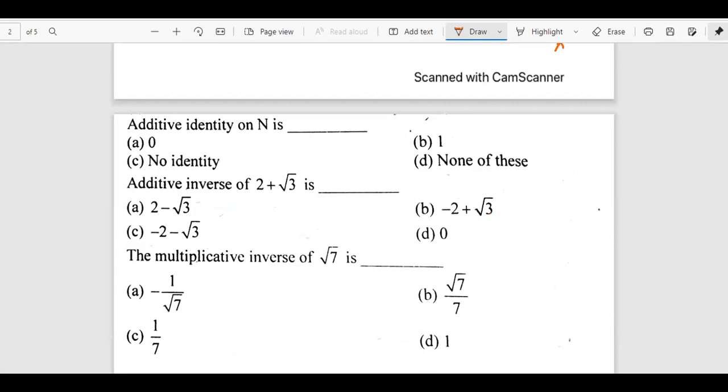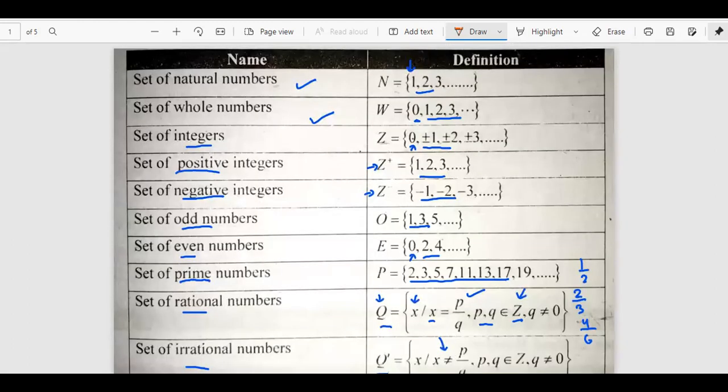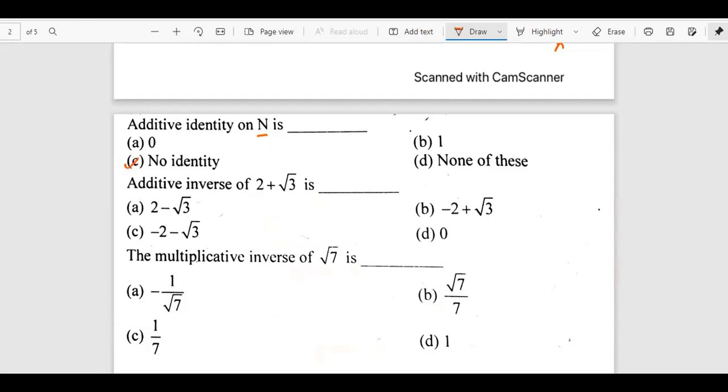Then we have additive identity on N. Now N is the set of natural numbers. Okay, I'll show you. Natural numbers. These are natural numbers, very well done. We do not have any zeros, so no identity. Excellent. So no identity. Okay.